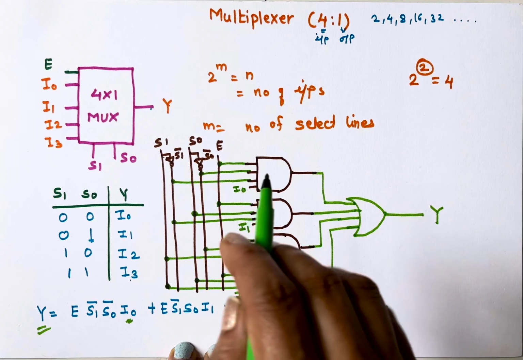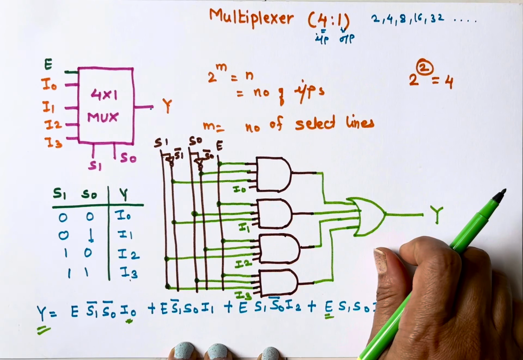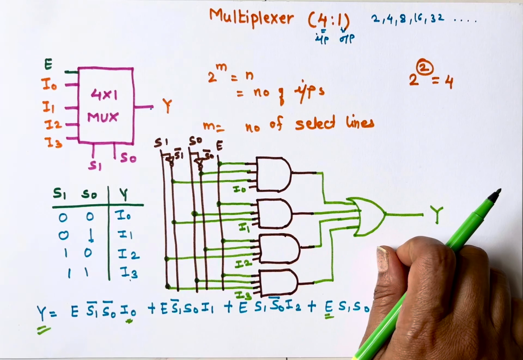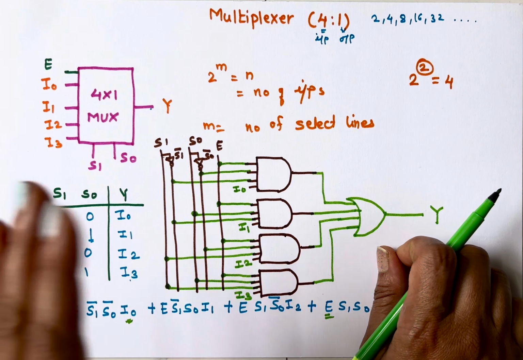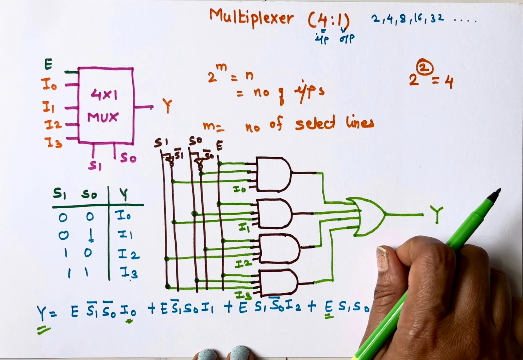But before that, applications of multiplexer are parallel to serial converter. We have parallel inputs and one output. Then it is also used in transmitter circuits of the communication systems. It is also used in FPGAs.